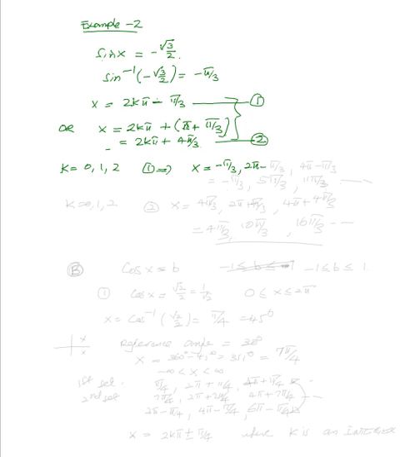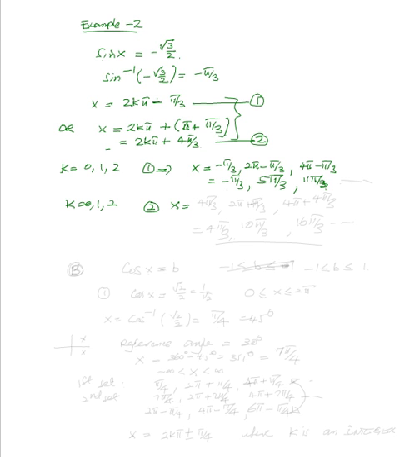2 pi minus pi over 3. This is if I put k is 1. If I put k is 2, I get 4 pi minus pi over 3. So obviously negative pi over 3, 2 pi minus pi over 3 is 5 pi over 3. 4 pi minus pi over 3 is 11 pi over 3. And if I use the second solution, x is supposed to equal, again I'm going to put k is 0, 1, and 2.